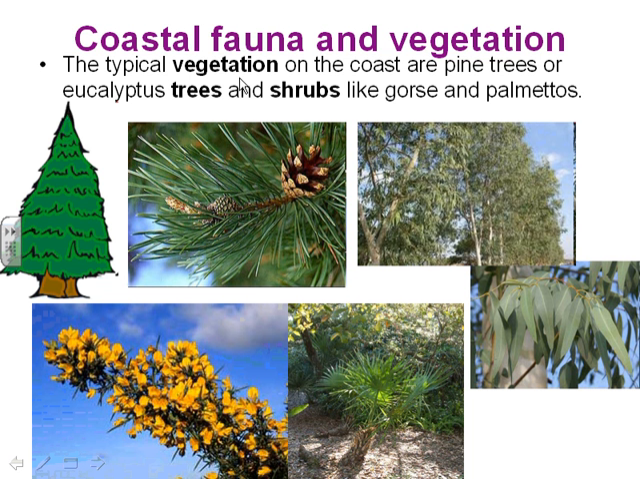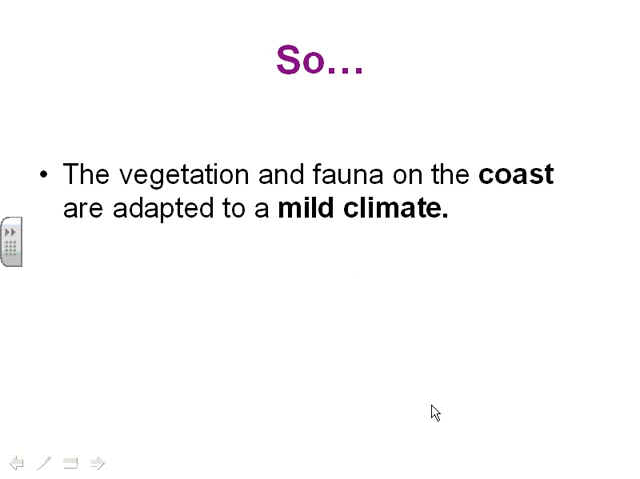The typical vegetation on the coast are pine trees, eucalyptus trees, and shrubs like gorse, which is yellow, and palmettos. So, the vegetation and fauna on the coast are adapted to a mild climate. The end.